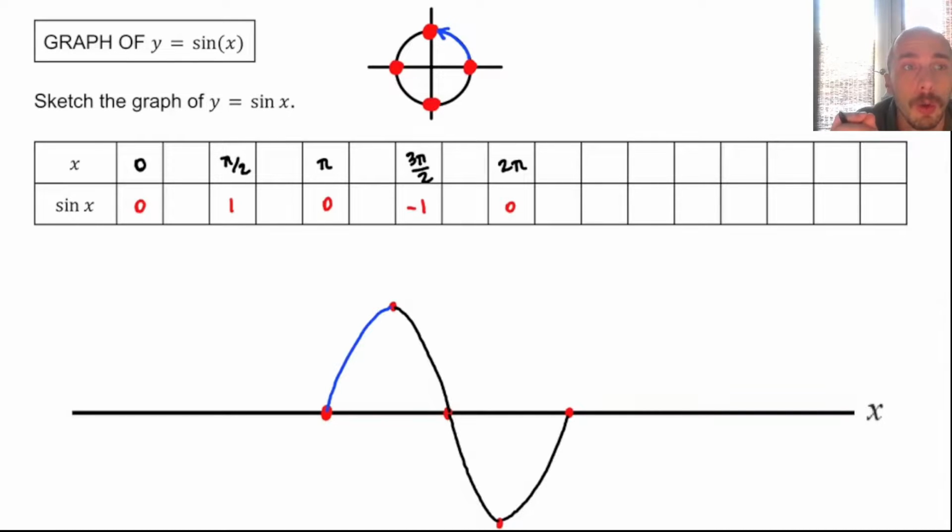at first, when theta is near 0 and I'm going up the circle, I'm going up a lot and not very far to the left. So that means I'm increasing pretty fast. But then by the time I get close to pi over 2, I'm mostly going to the left. I'm not going up very far. And so I would say that the y-coordinate at this point is increasing at a decreasing rate.